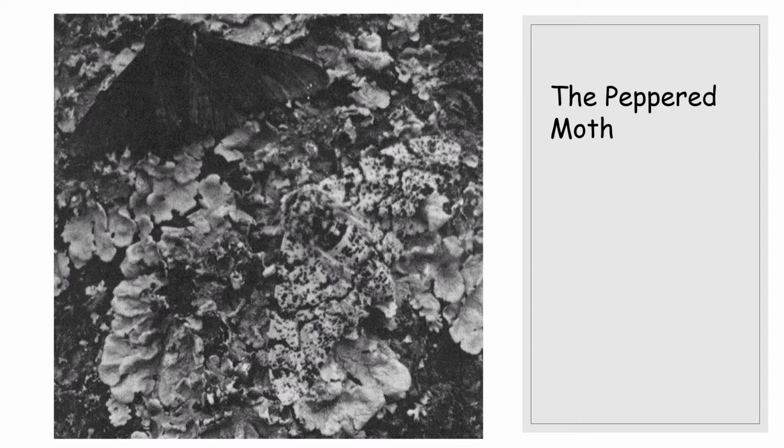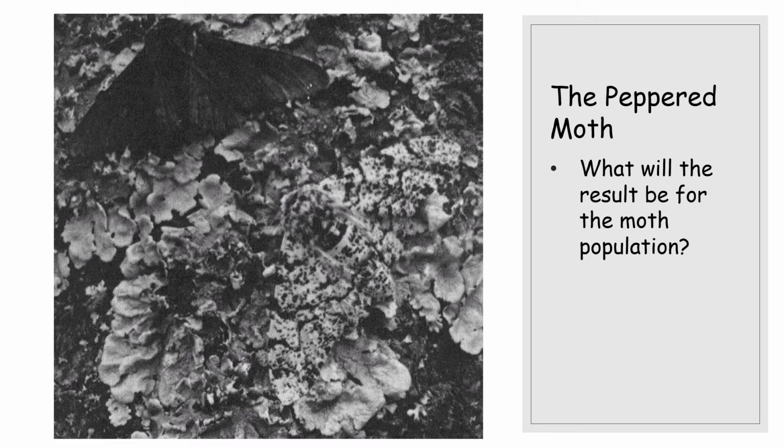Hopefully we can conclude that the dark moth stands out more readily from the lichen than the light moth, so the light moth is more camouflaged. Therefore, predatory birds are far more likely to eat the dark moths. Our light moths then are more likely to get to reproductive age and be able to pass on their genes to the next generation. And that's why we get those differences in numbers, because it's far more likely that the second generation are going to be passed on the light genes rather than the dark genes.